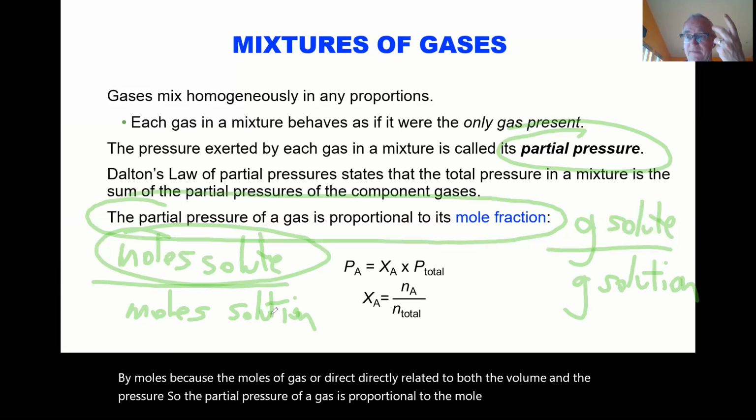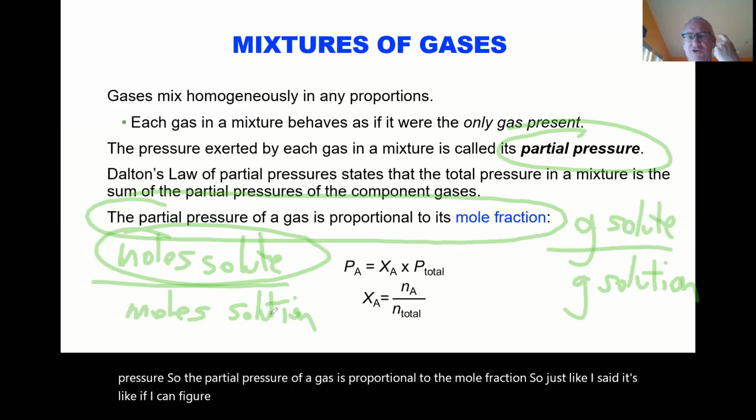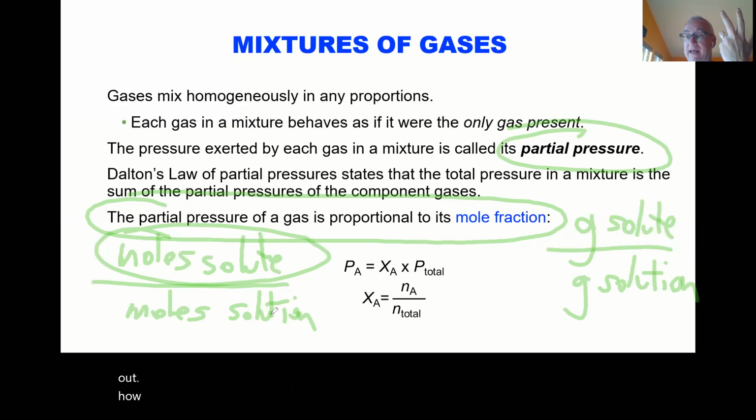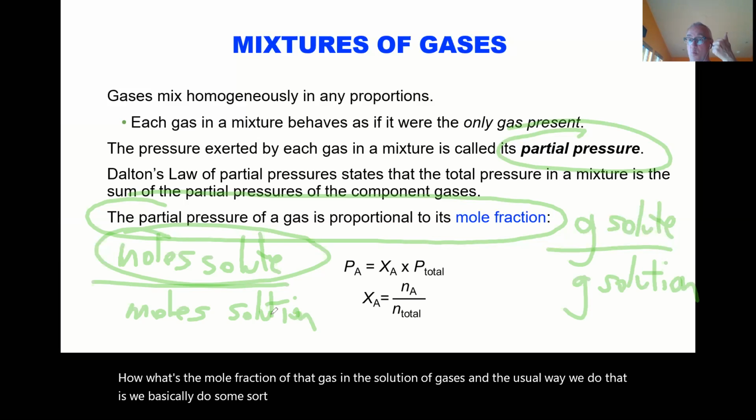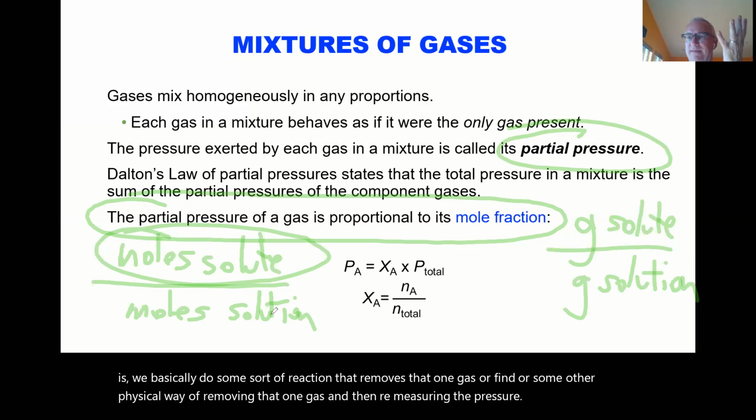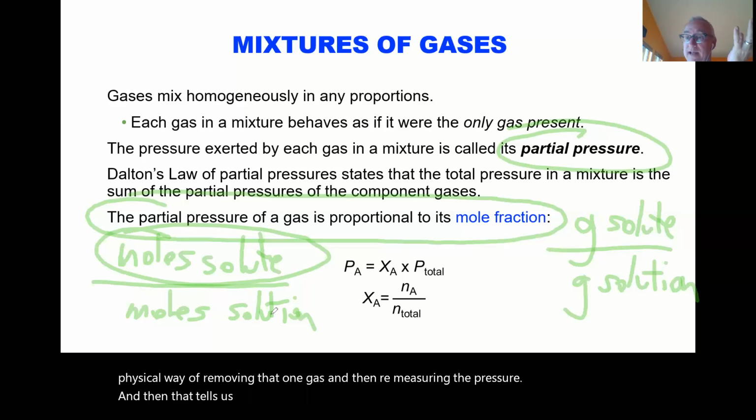So just like I said, if I can figure out some way to measure the pressure of just one gas in there, I can figure out what's the mole fraction of that gas in the solution of gases. And the usual way we do that is we basically do some sort of reaction that removes that one gas, or some other physical way of removing that one gas and then remeasuring the pressure. And then that tells us on a molar basis how much of that gas was there originally.